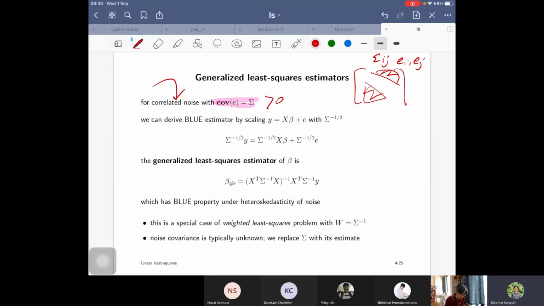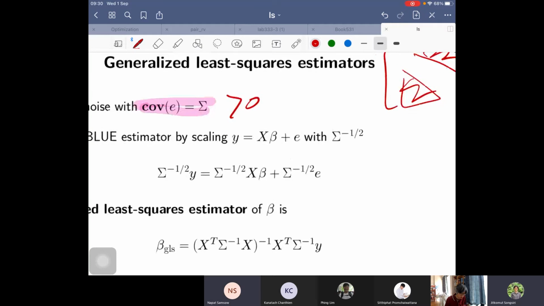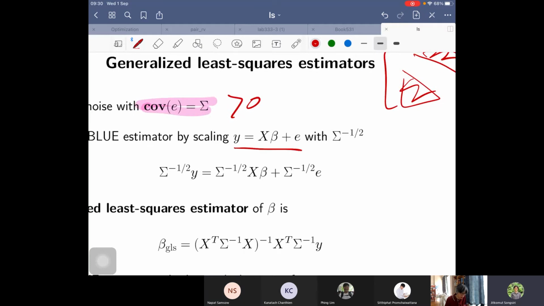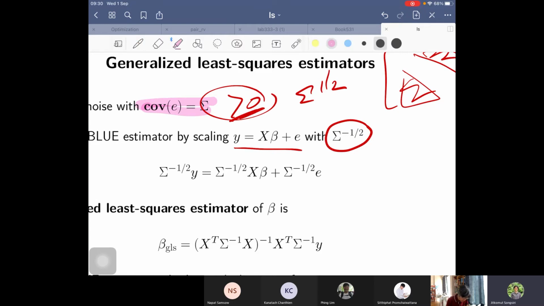So the off-diagonal terms may not be 0, which means your noise E_i and E_j can be correlated. With this assumption, we can also derive a BLUE estimator just by rescaling the DGP equation. If your Sigma is PDF, of course, there exists a square root of Sigma that is also invertible, if you assume that the covariance is PDF. So there exists the square root inverse of Sigma, and then you multiply it into the DGP equation.